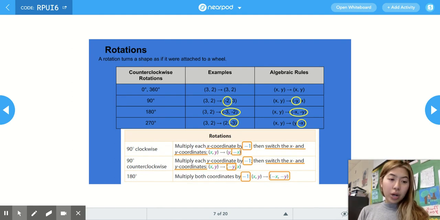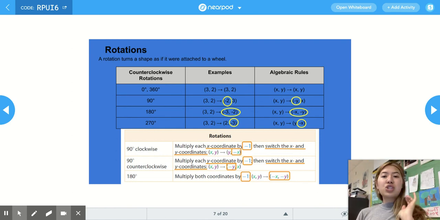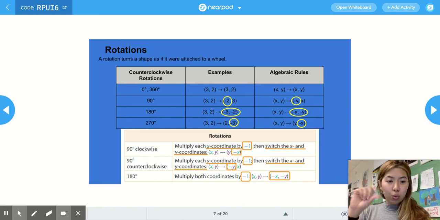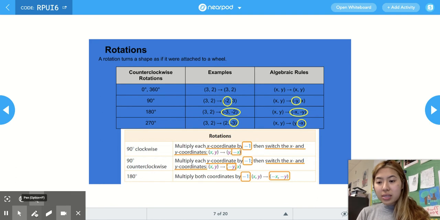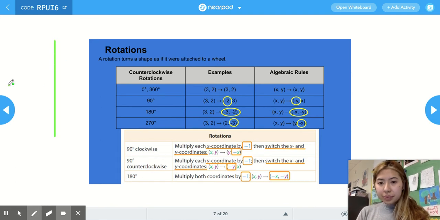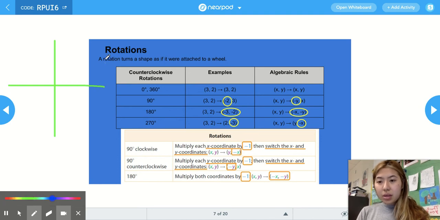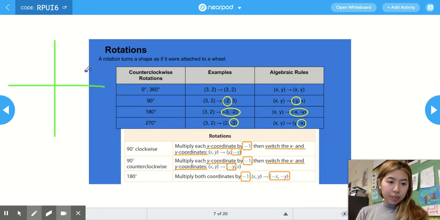Rotations are a little bit more complex because the rules depend on whether you're moving clockwise or counterclockwise. A rotation turns a shape as if it were attached to a wheel, right? And so let's say we have a coordinate plane. Let me draw it. Okay, we have the example (3, 2). So (3, 2), again, is somewhere along there.